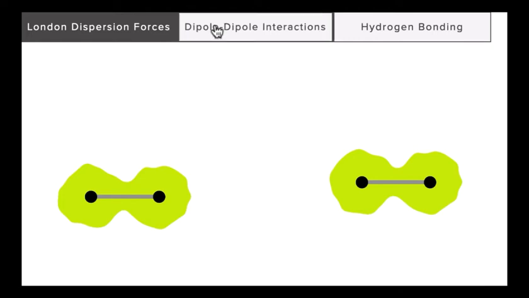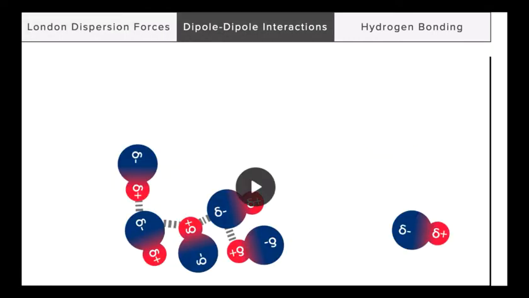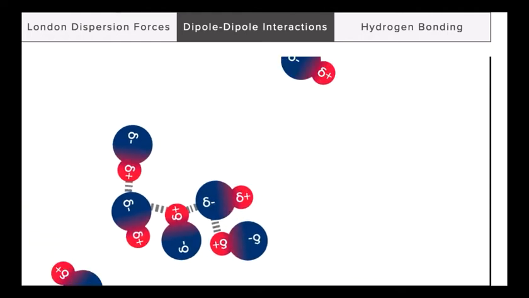Let's now look at dipole-dipole interactions. These have permanent partial positive and partial negative charges. So let's say, for example, this was HCl. So this is the hydrogen here, and this is the chlorine atom here. They are not sharing their electrons equally. The chlorine is hogging them because it's more electronegative, causing it to have a partial negative charge and the hydrogen to have a partial positive.